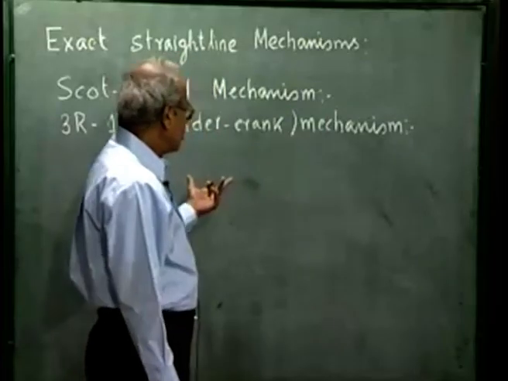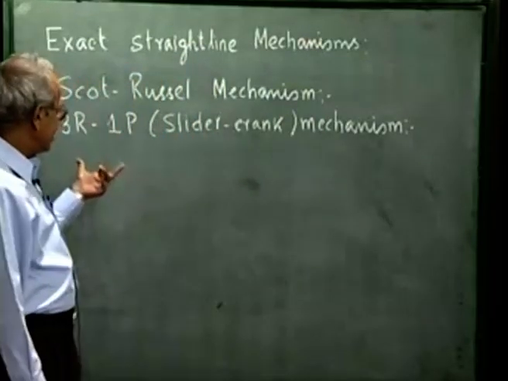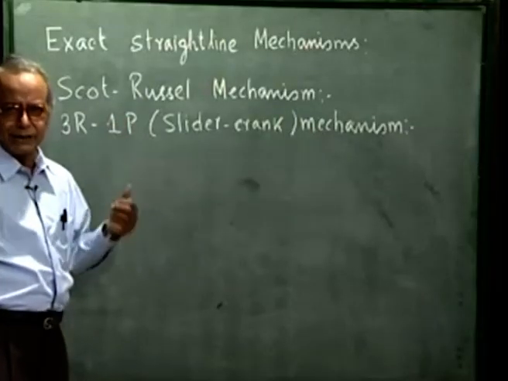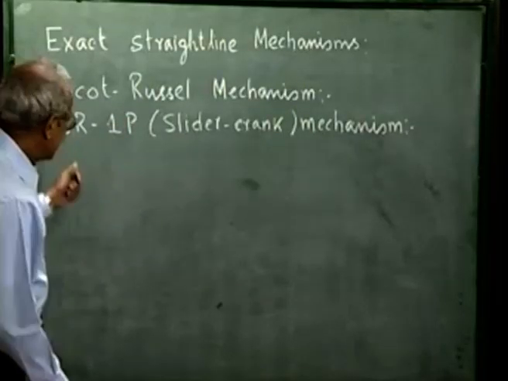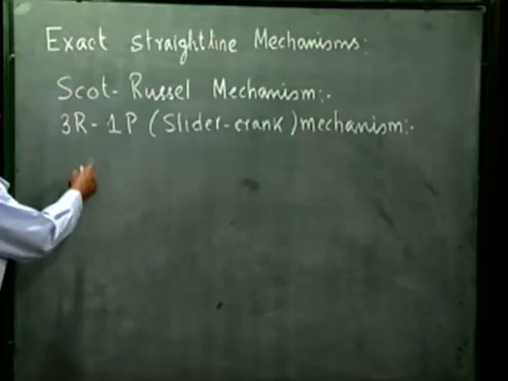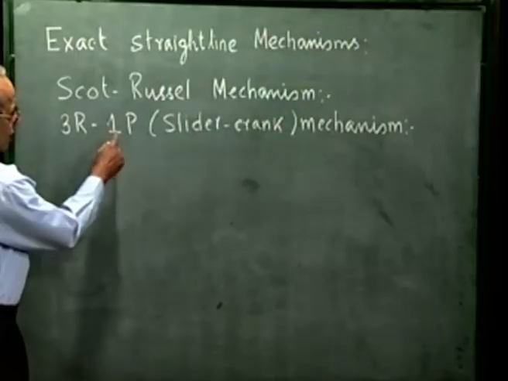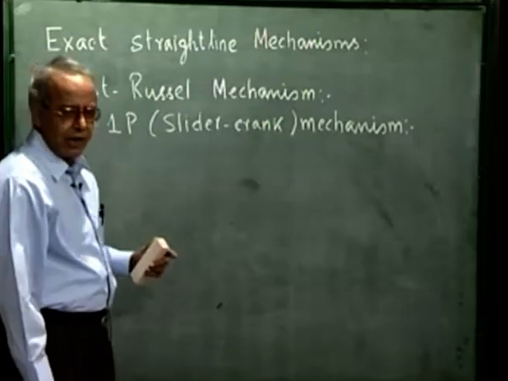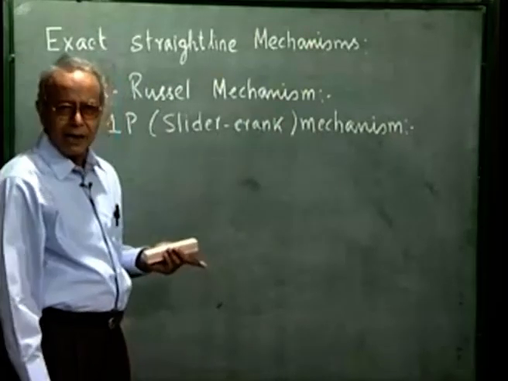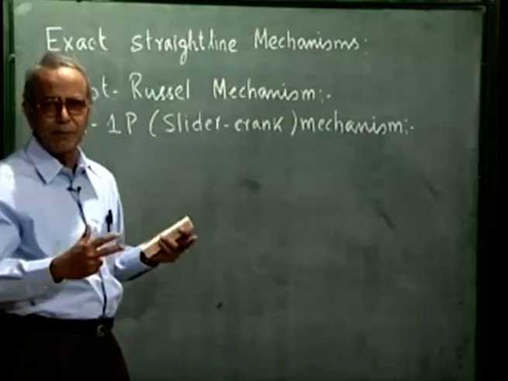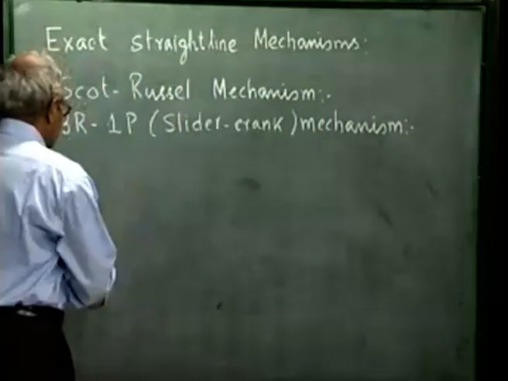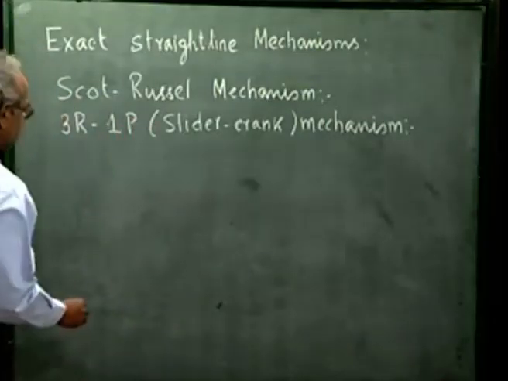We may think, what is the necessity of having a prismatic pair and then to try to generate a straight line? The thing is that the straight line will be generated perpendicular to the direction of the slider. This may be useful if I want to generate a straight line, but I do not have sufficient space to use a prismatic pair. Let us now discuss this Scott-Russell mechanism.